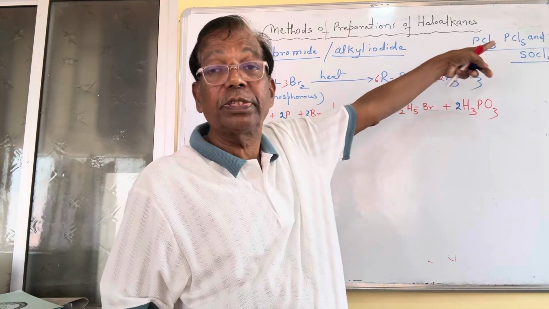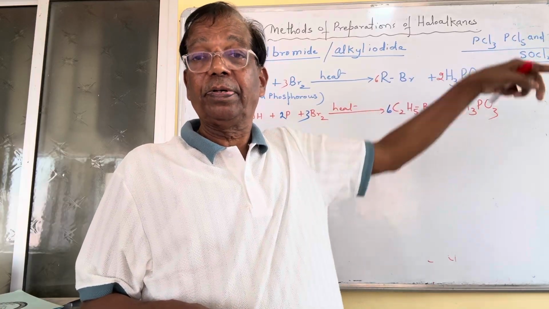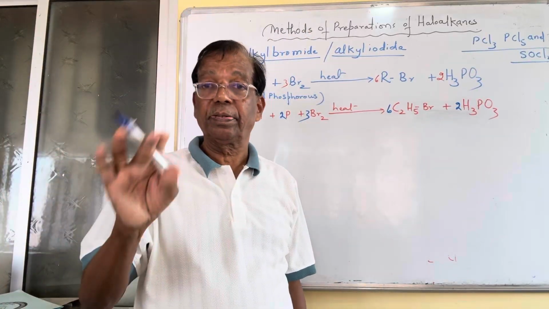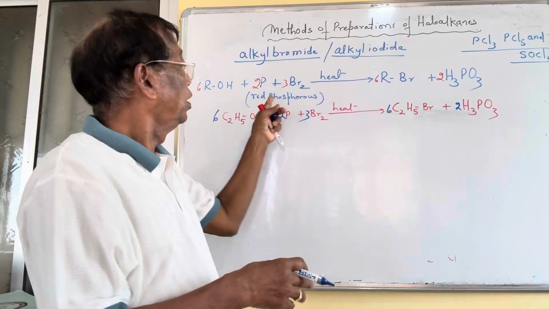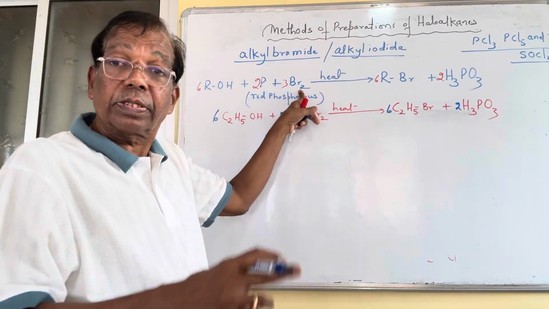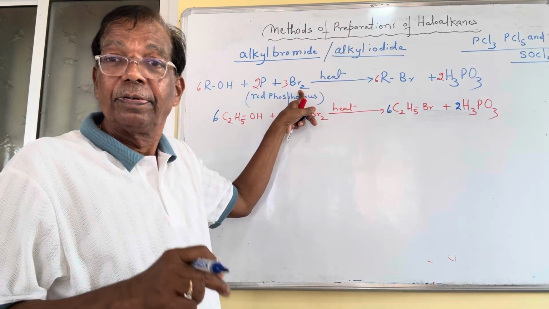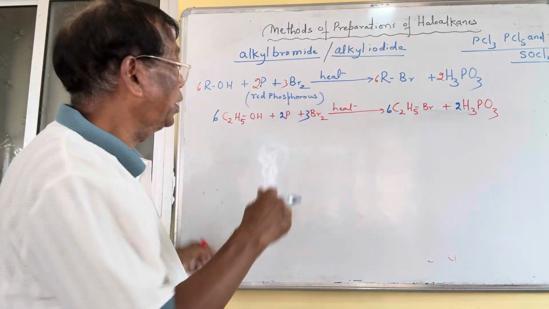So also PI3 or PI5 or PBr5, those are unstable compounds. So here in the equation, during this heating, this phosphorus and bromine will combine and form phosphorus tribromide. Okay, and therefore you will get the reaction like this. Okay, so it is generated in situ.